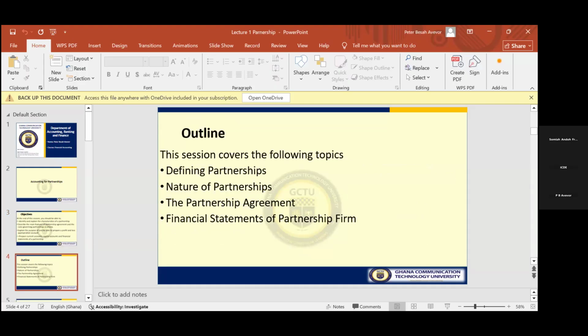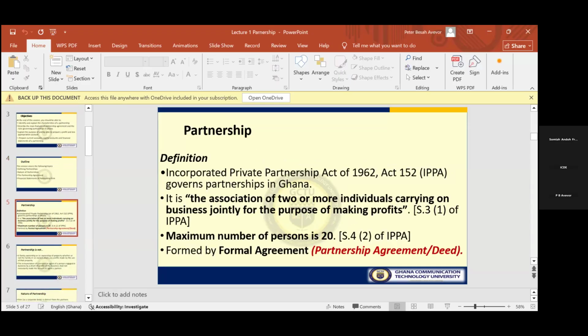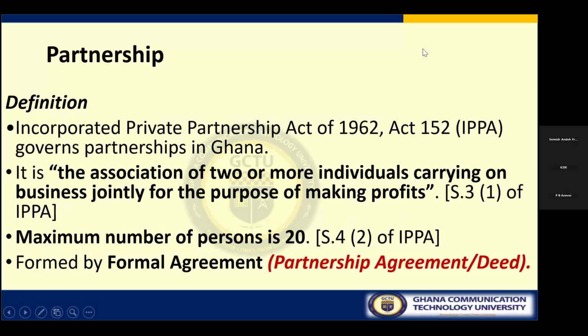So under this session, we'll look at the definition, the nature, the partnership agreement, and then the financial statements of partnership firm. Now, when we talk of partnership, the definition is here.